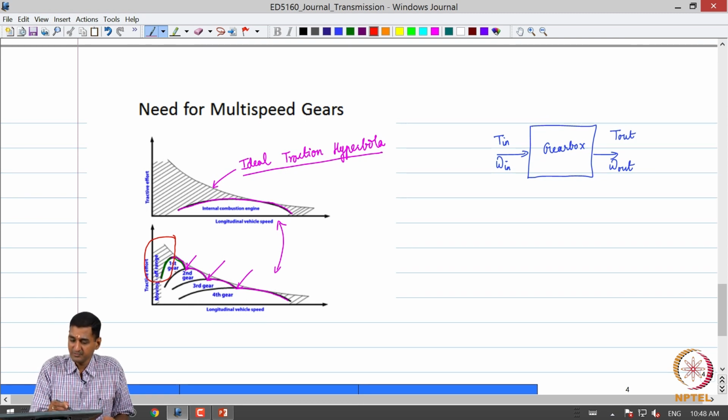So I will stop here for today. What we have done today is essentially to have a broad discussion of what a powertrain is, what the requirements are, and what we actually have with an IC engine and why we need multi-speed gears.